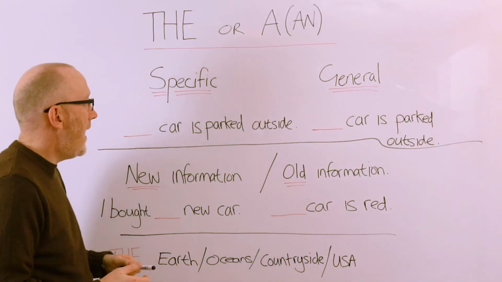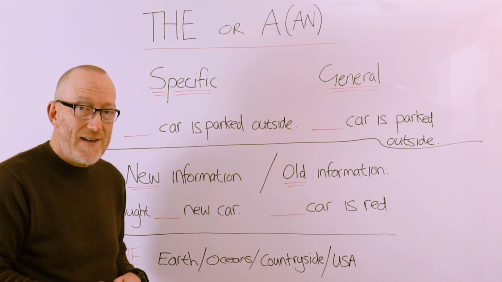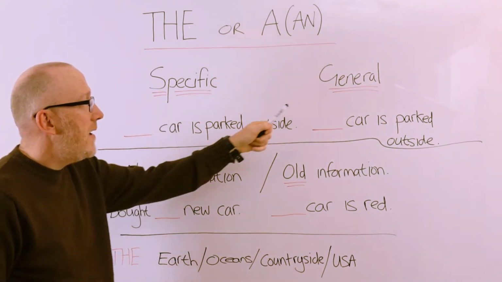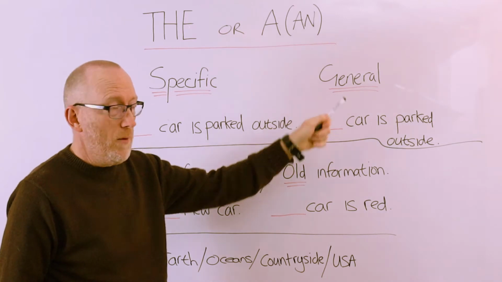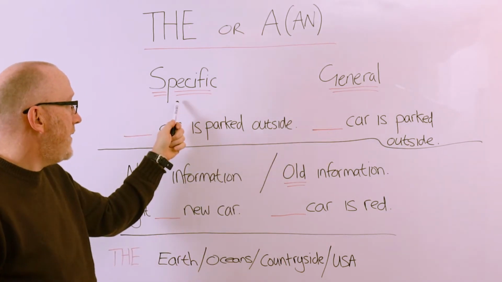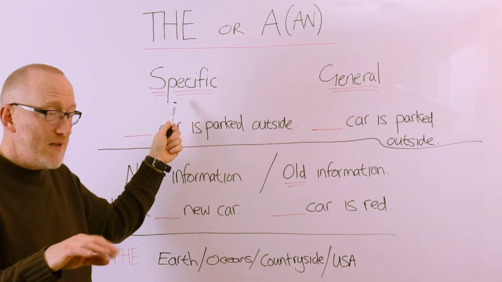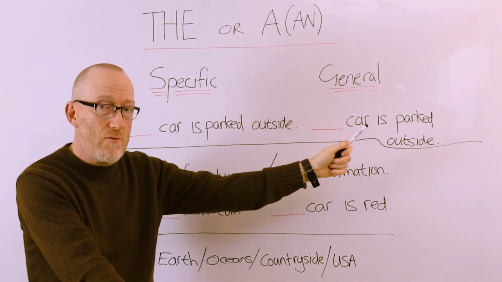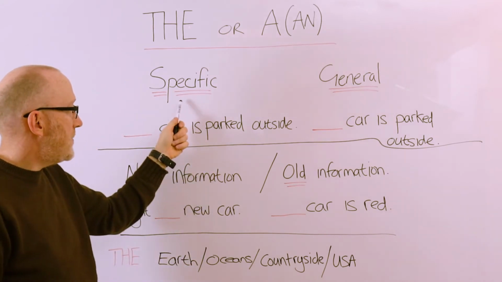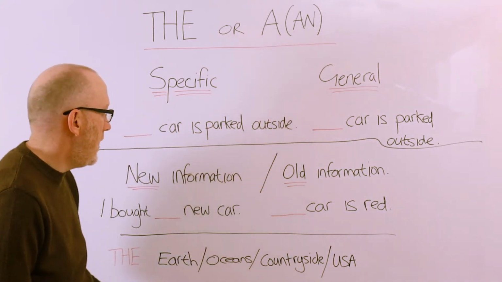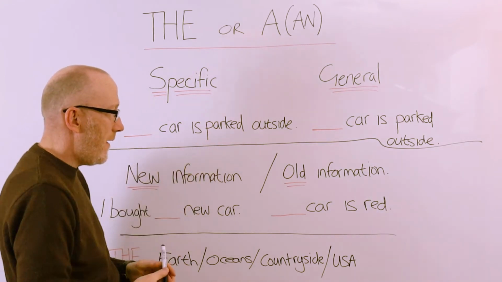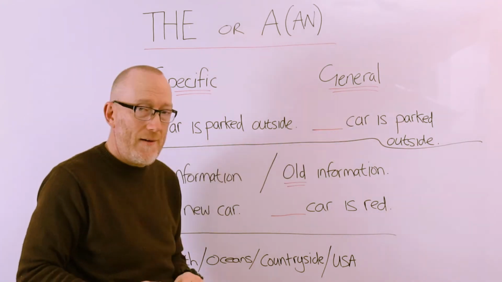So I have two words for you guys to consider. The first word is specific. The second is general. So are you trying to describe something that is very specific, or are you trying to describe something that is very general? So, specific and general. So we have the same sentence here. Something car is parked outside and something car is parked outside.